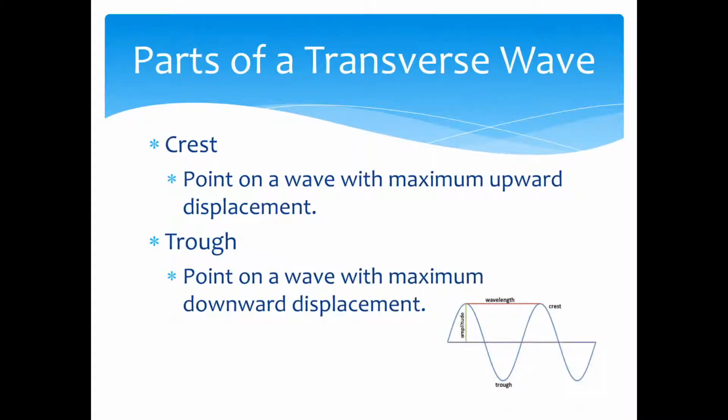There are multiple different parts to a transverse wave that we're going to talk about. The first one is a crest, and this is the point on the wave with the maximum upward displacement. So the crest is going to be the very top of the wave here. So anything above this rest point, the peak above the rest point. A trough, this is the point of the wave with a maximum downward displacement. So this is going to be these pieces here below the rest point.